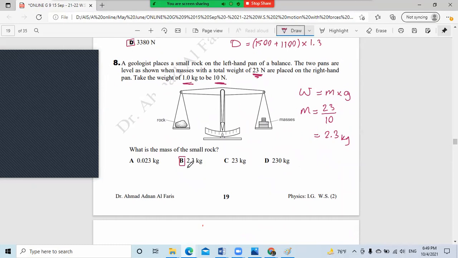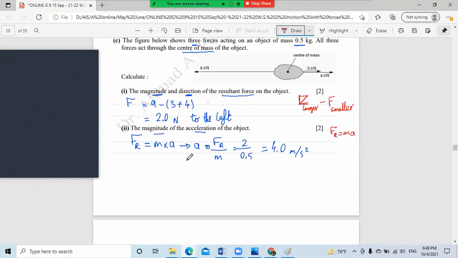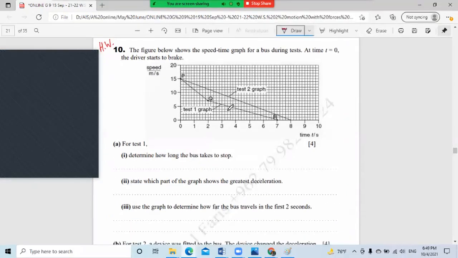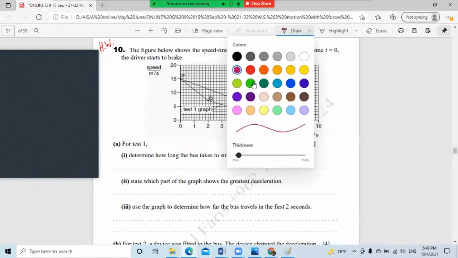So question number 8, the answer is B. Let's move on to question number 10. What do they ask? What do we have?